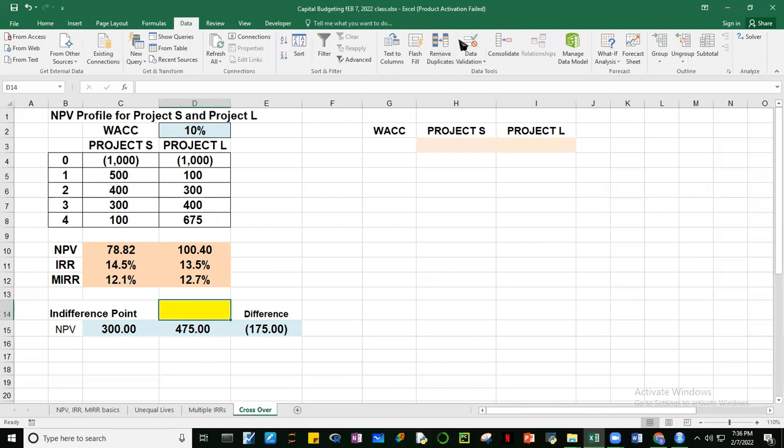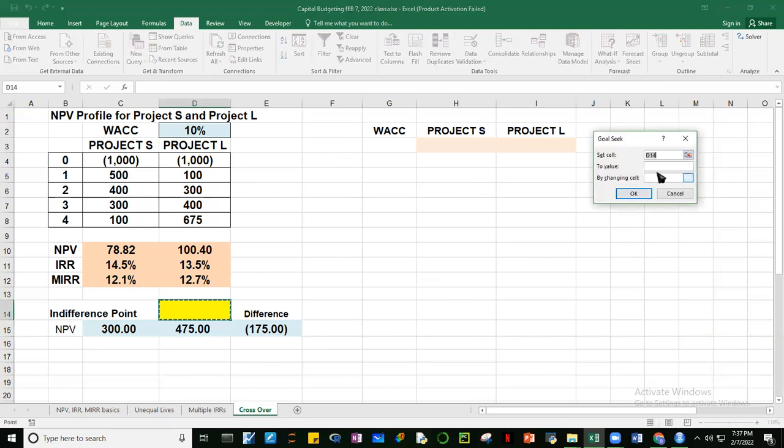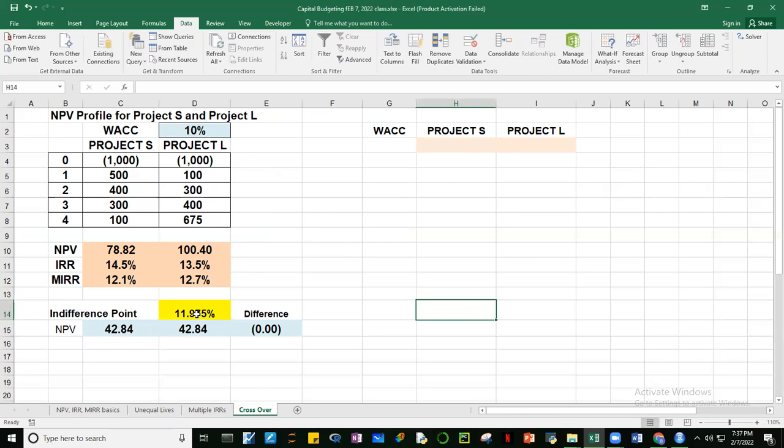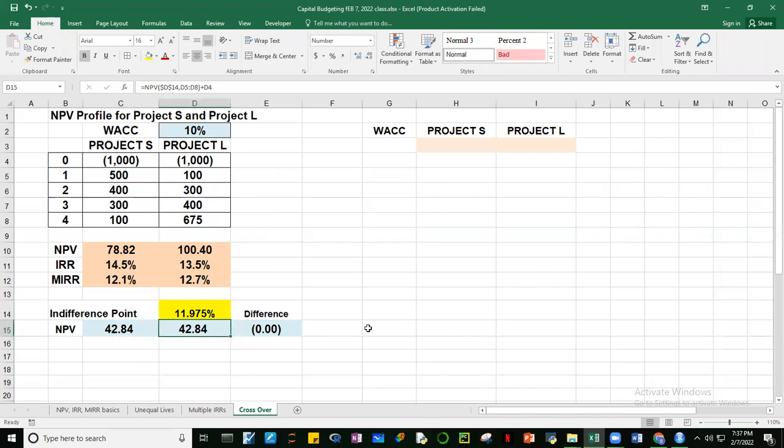Yung data natin, data what if analysis, si goal seek natin, no? So what do we set? Set cell, yung difference. To what value? Dapat to 0 yan. Dapat wala silang difference by changing ito. Okay, by changing this one. Therefore, okay natin. All right. So the cost of capital, the indifference point is 11.79975. Yun. So at that rate of return, no, at that WACC, ang NPV ni S is 42.84, the same as L. Okay, so indifferent tayo whether you choose S or L, it doesn't matter.